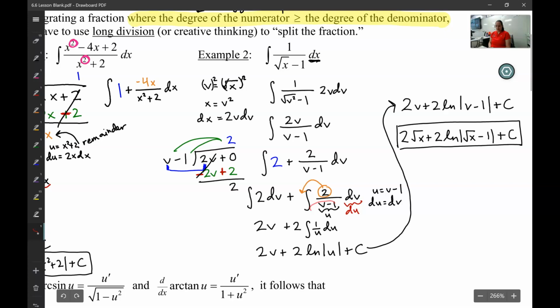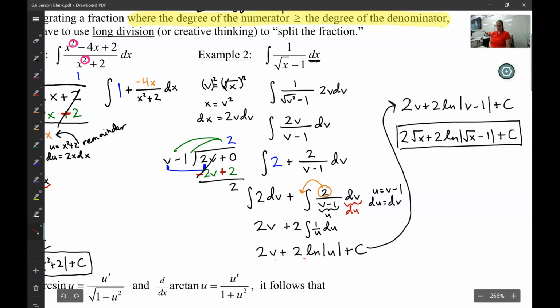So this first one, I'm going to set that to u. So I get u equals v minus 1. So du equals dv, because the derivative of that is just 1. So that right there is a du. Because I don't need this 2 in this derivative, I can move it out front. So I move the 2 out front, and now I'm left with 1 over u du right there. Well, the integral of 1 over u is ln of absolute value of u.